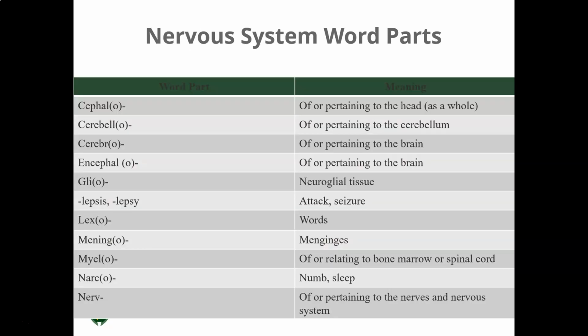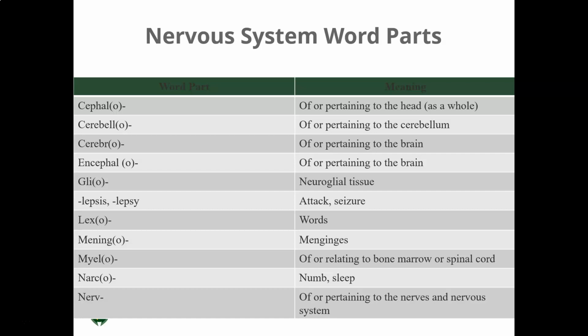Here are some of the word parts that you will hear within the nervous system. So we have cephalo, which is referring to the head as a whole, cerebello, which is pertaining to the cerebellum, cerebro, which is pertaining to the brain, encephalo, which is pertaining to the brain because that is inside of the head. En means inside. Glio is neurological tissue. The suffix elpsia or elpsy means attack or seizure.